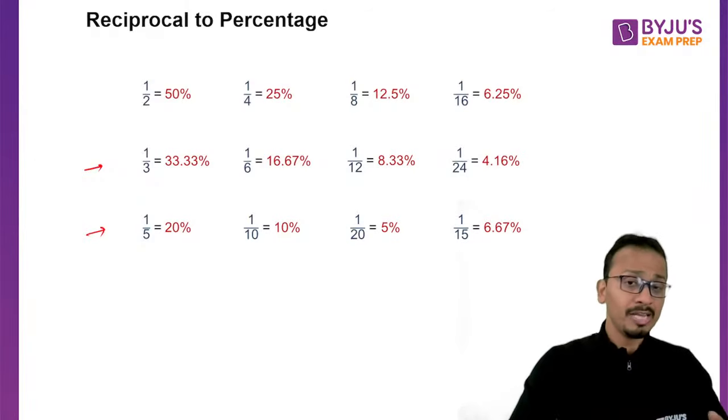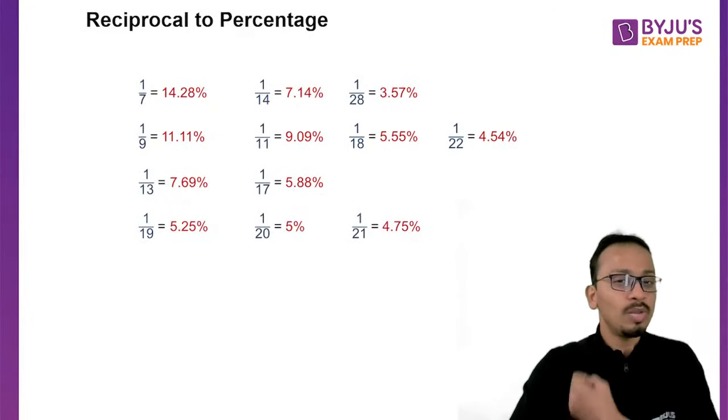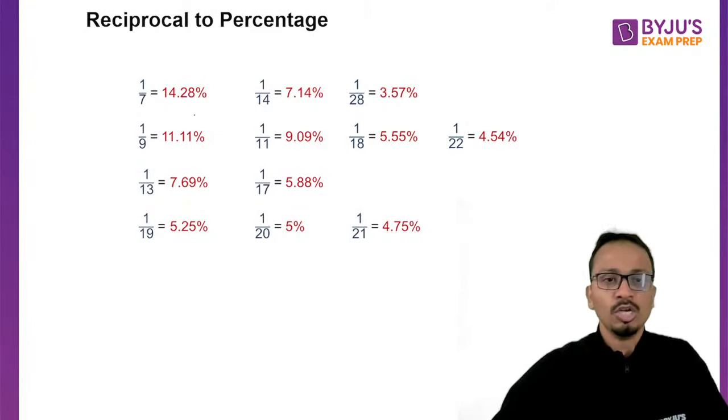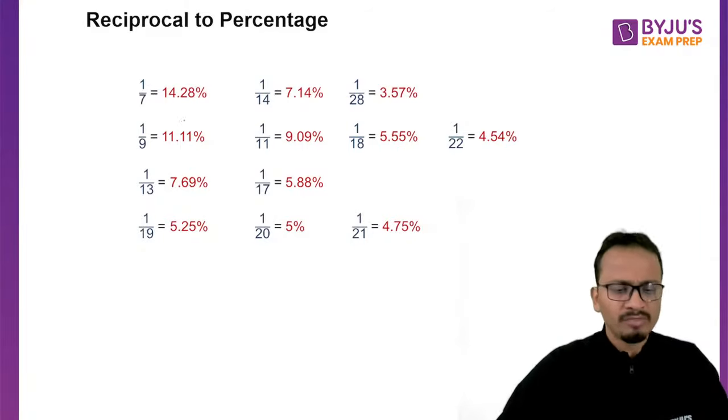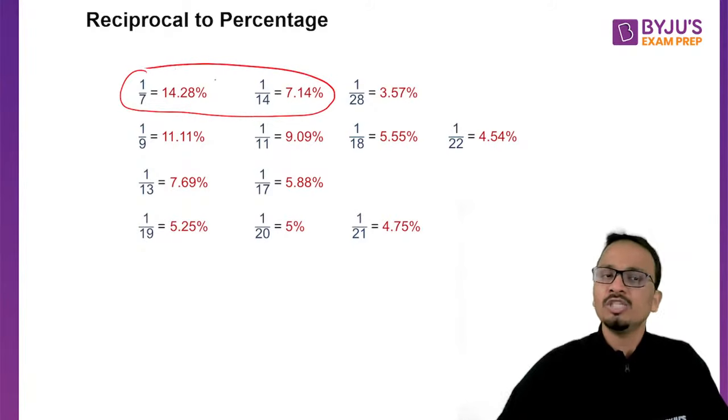Now the next set of fractions is not very frequently used, but they may be used. They are rarely used, but if you can remember this set of fractions as well, it will be a wonderful thing for all of you. So I'll mark a few very important fractions: 1 by 7 and 1 by 14. These two are very important.